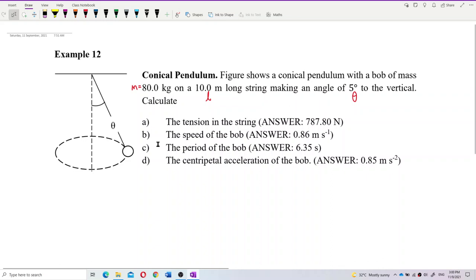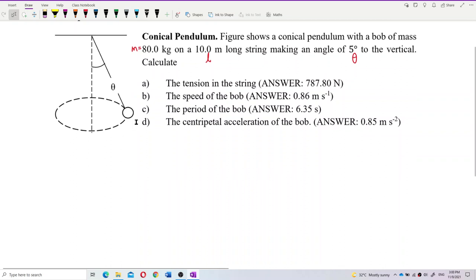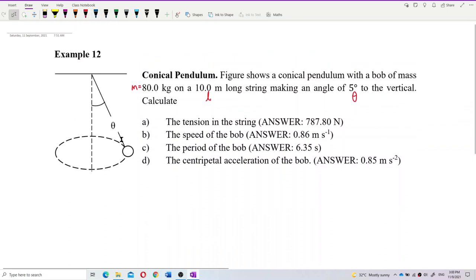First of all, let us draw the free body diagram on the ball itself. This is the ball, and this is the string attached to a ceiling. We label the ball as a point mass. What forces are exerted on the ball? Of course, the string is pulling on the ball, so this is the tension. Secondly, its own weight, mg.